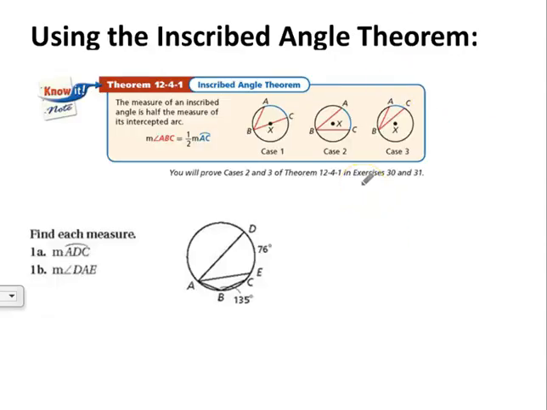All right, so we have learned how to find the measurement of an angle if the vertex is on the circle. Using that theorem, I want you to see if you can solve this problem here. We know from D to E is 76 degrees, and the measurement of angle B is 135. Go ahead and just focus on 1A for time's sake. Find the measurement of ADC.